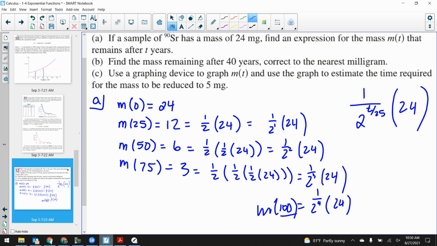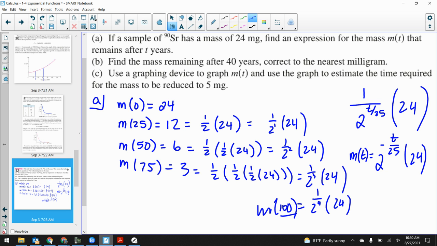So it's 1/2 to the t divided by 25. 25 was our half-life, right? If I take 100 divided by 25, I get 4, so 1/2 to the fourth power. It's just interesting. The book does this, 2 to the negative t over 25 times 24. Okay. So this is our equation that models the exponential decay of that function, and we didn't even use e.